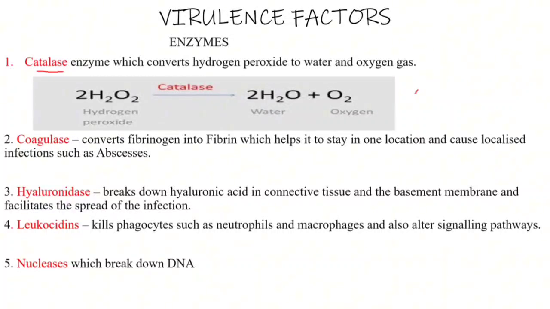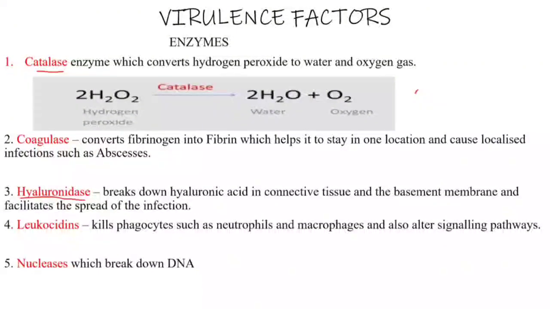Another enzyme produced by Staphylococcus aureus is the hyaluronidase. Who named these things? This right here that you see, it breaks down hyaluronic acid. I'm sorry if I'm not pronouncing it right. It breaks down hyaluronic acid in the connective tissue and the basement membrane of the skin, and facilitates the spread of Staph aureus into the skin and the spread of the infection to cause more harm.